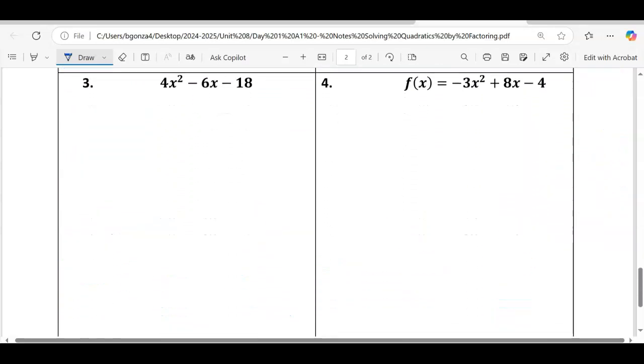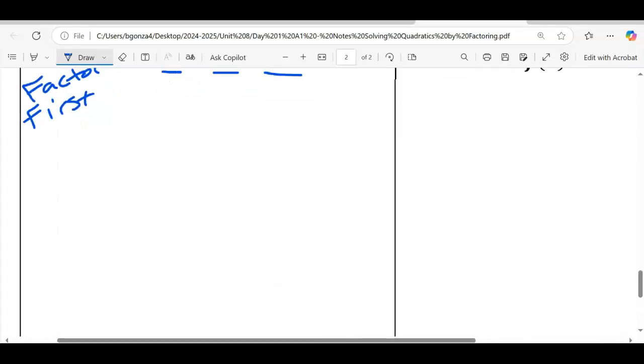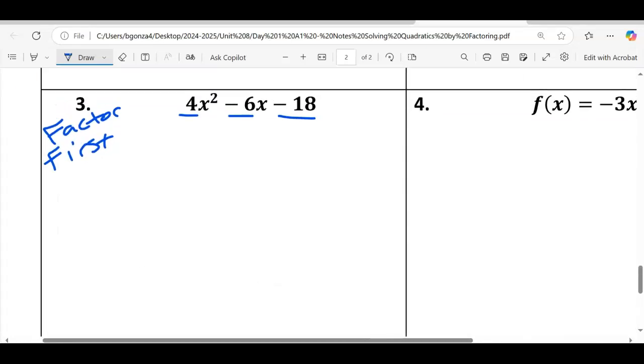Now, the way I say it is you want to factor first, so go and write that down. Factor first. What do I mean by that? Look at A, B, and C. 4, negative 6, negative 18. They all have a common factor because they're all even. I can divide something out of 4, 6, and 18, and the biggest number that goes into all those is going to be 2. So if I factor out a 2, divide each of these by 2, I get 2x squared minus 3x minus 9.